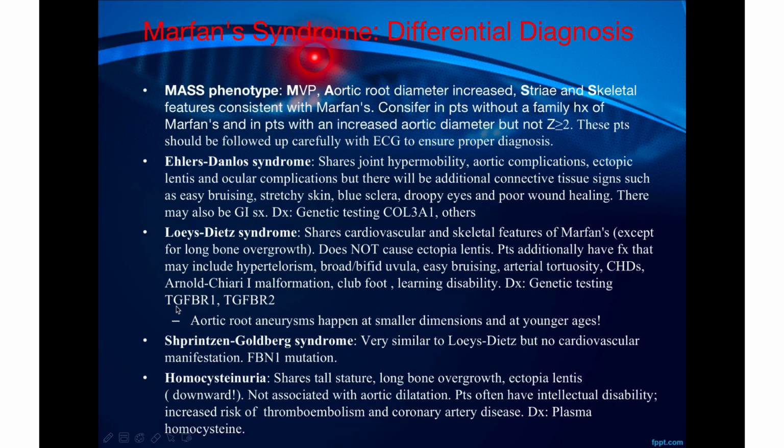And we can also do genetic testing in this case. What we're going to be looking for is the TGFBR1 and the TGFBR2 genes in this patient. What next? The aortic root aneurysm happens at smaller dimensions and at a younger age. So the aortic root aneurysm in this syndrome is going to be a lot smaller than that of Marfan's, and usually occurs at younger ages.